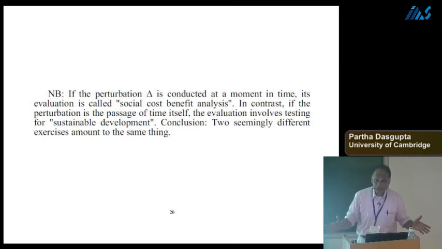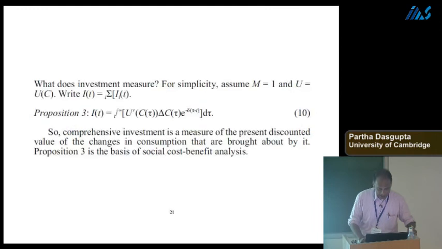PDV, after all, is a present discounted value and therefore is a stock measure. It's not a flow measure, but it's a change in a stock. So what is the stock whose change it is? And it's given by proposition 3, equation 10.